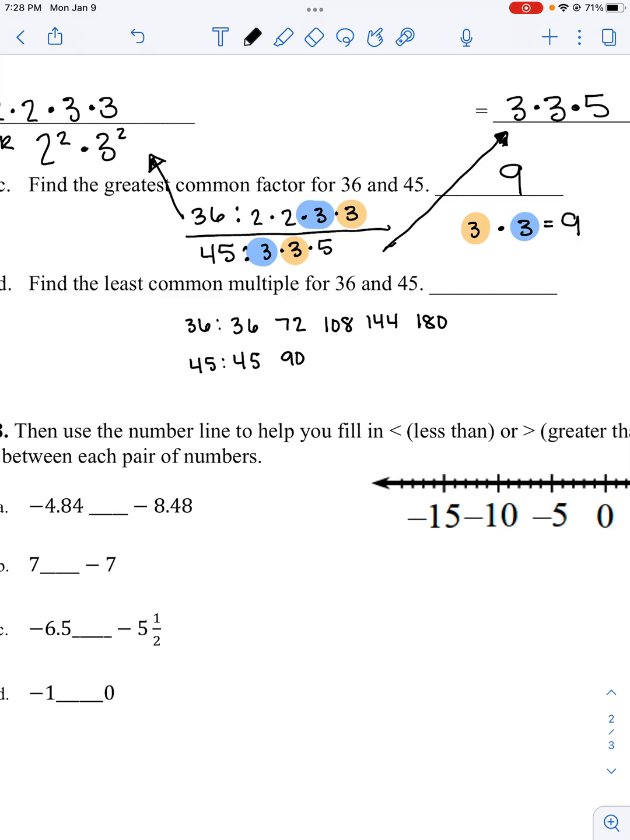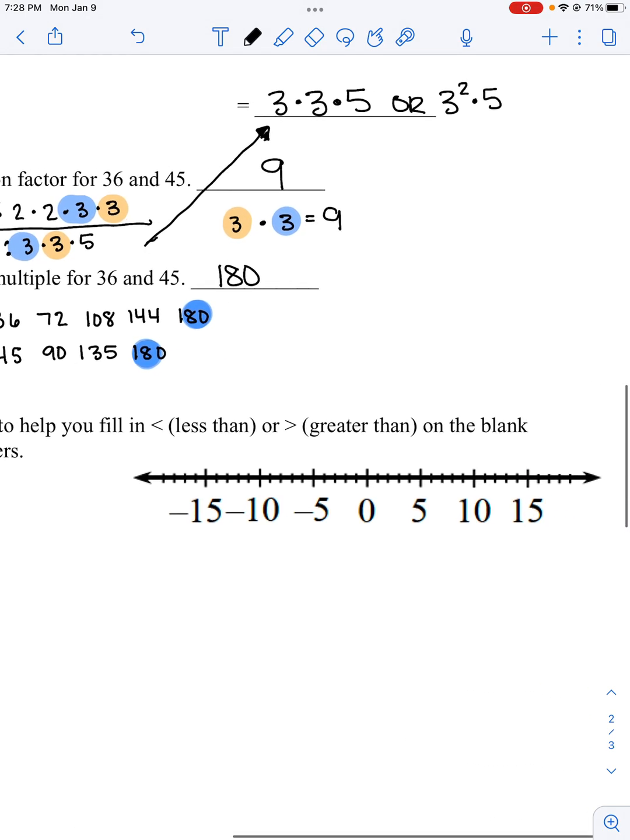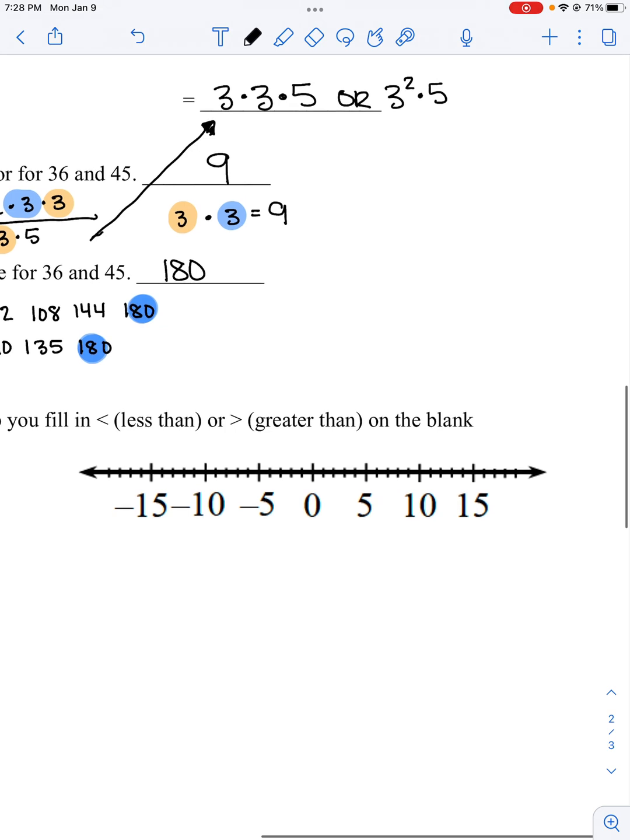I have 45, 90, 135, 180. Okay, so these are the first number that they have in common, which means that 180 is my least common multiple. Now, I'm going to go over a different way to do this.